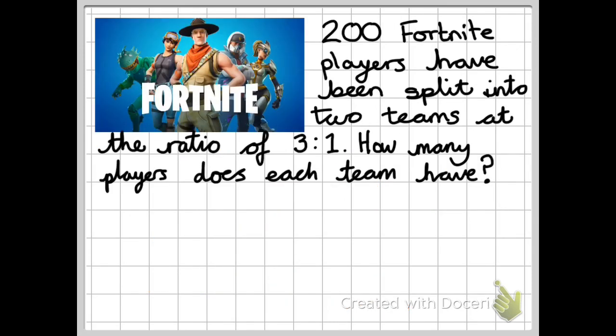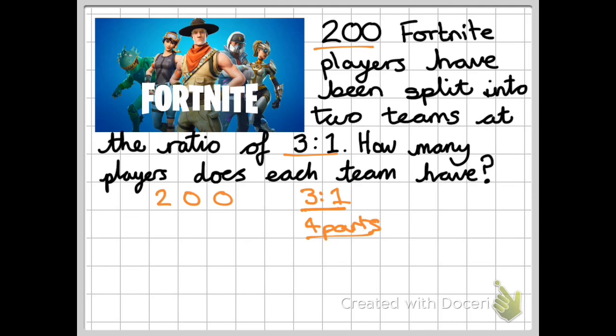Now on to a question which I know you'll like. It's Fortnite. There's 200 players. Fortnite players have been split into 2 teams at the ratio of 3:1. How many players does each team have? So again, let's write down the important information. It's 200, because that's how many Fortnite players there are. And they've been split 3:1. So if I add the 2 parts up, the 3 and the 1, there are 4 parts.